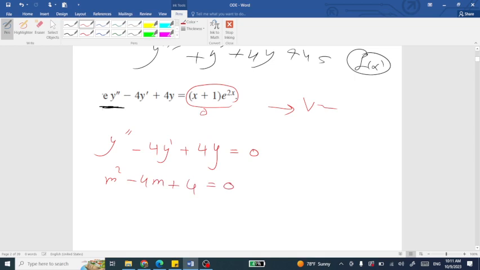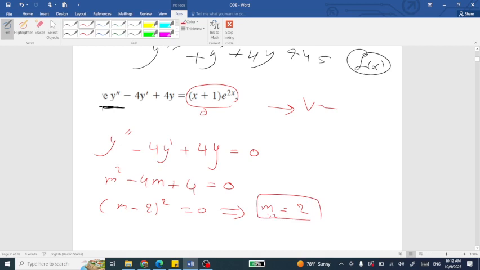Now, I can solve it by the quadratic formula or by completing the square. Up to you. Both of them will give you the same answer. So I'll get m equal to 2. Do not forget, this m is m1 and m2.